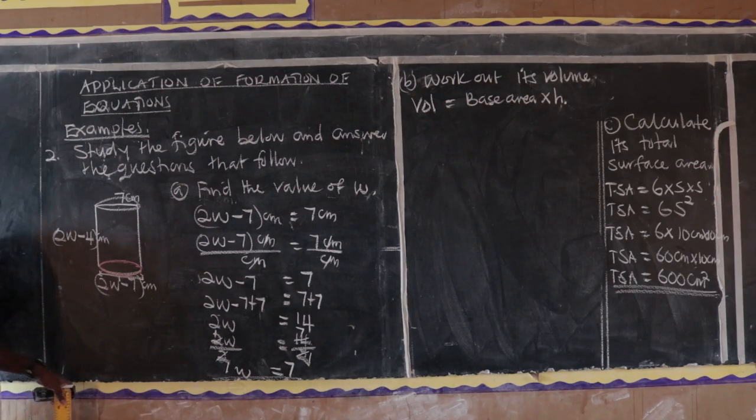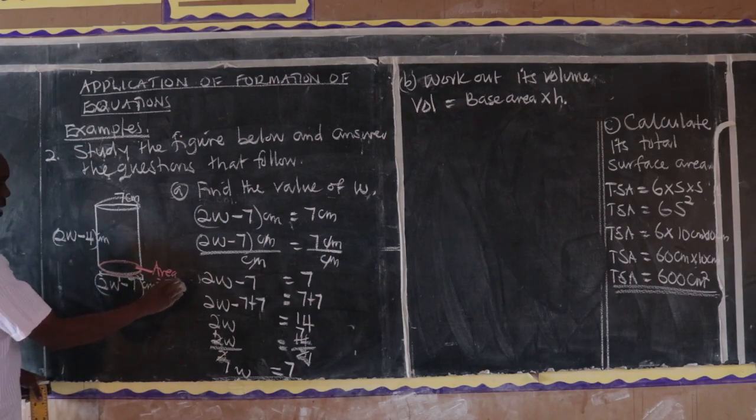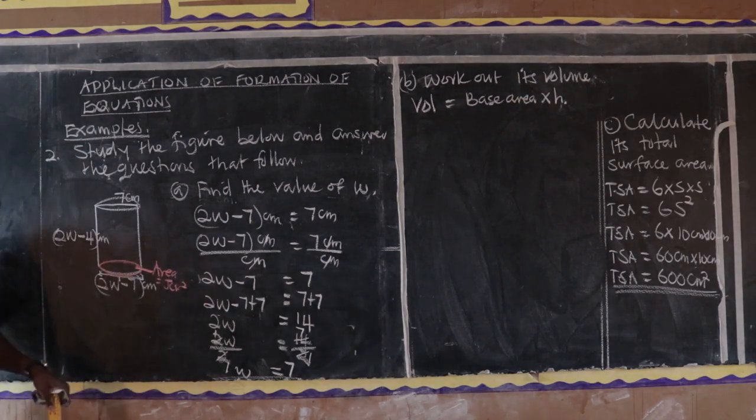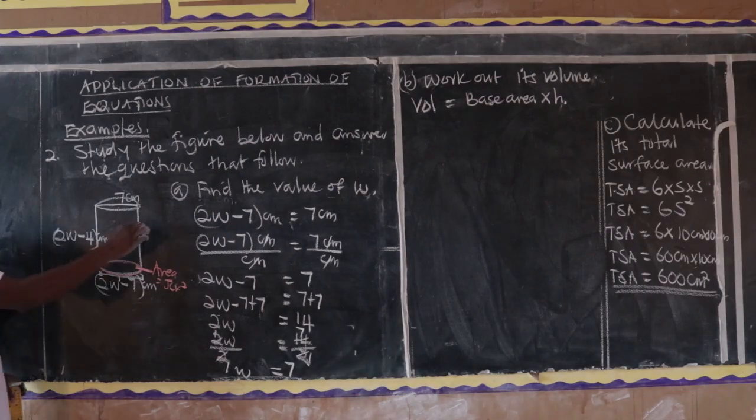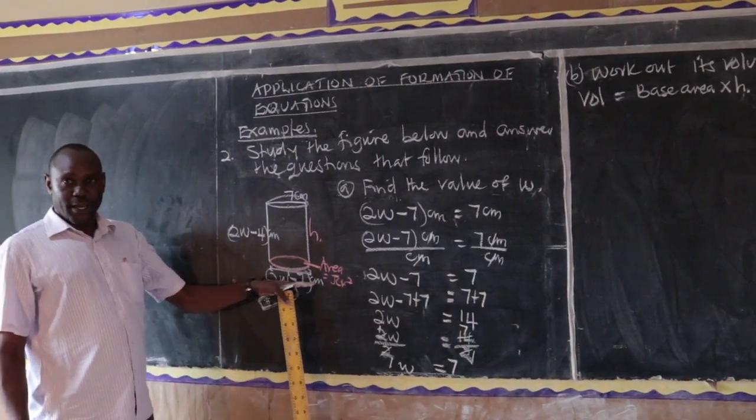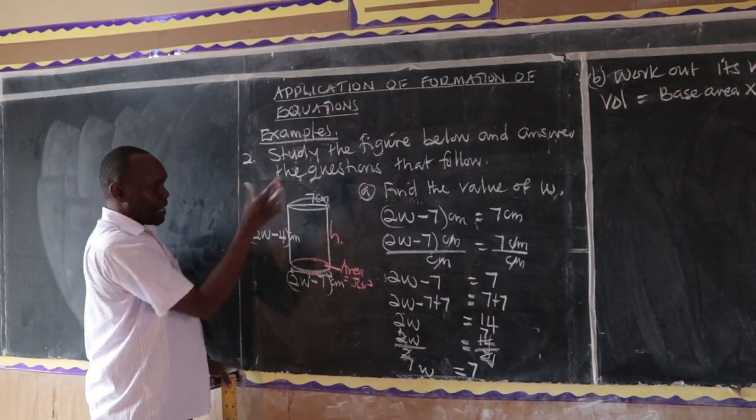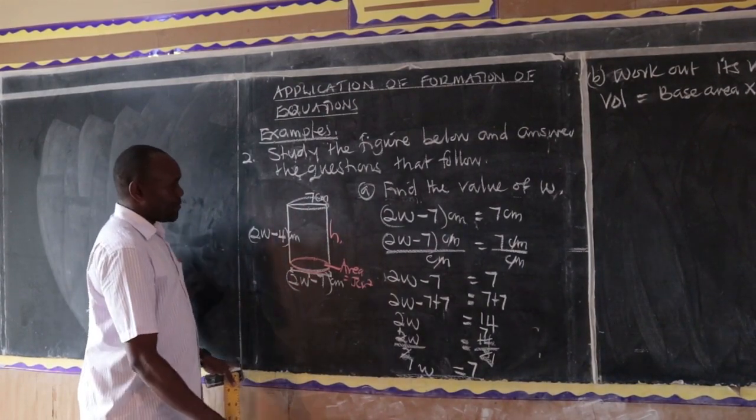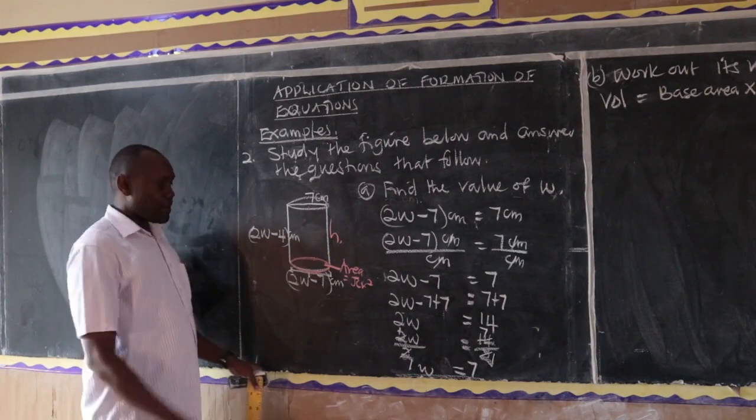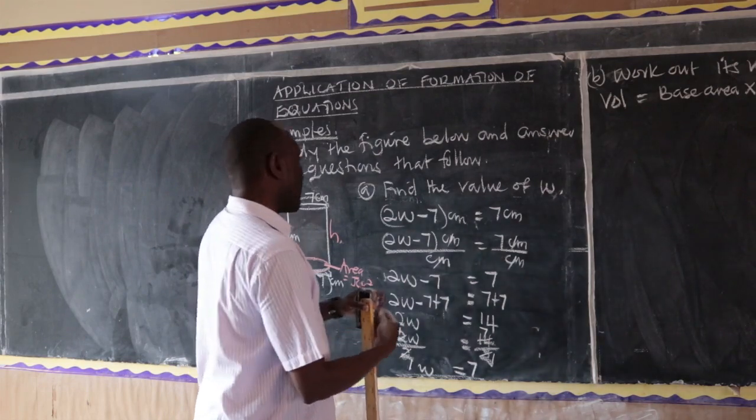A circle. And a circle, in primary six, how do we find the area? So its area is pi r squared. And this is what we call the height. Therefore, it is the base area multiplied by the height. But now, at least we know the diameter, which is 7 centimeters, but we don't know the height. So we need now to look for the actual height.